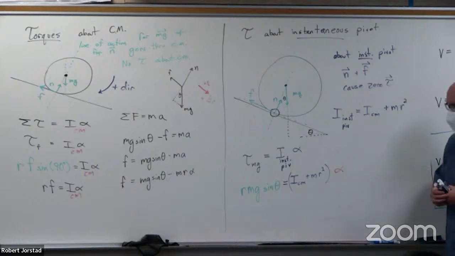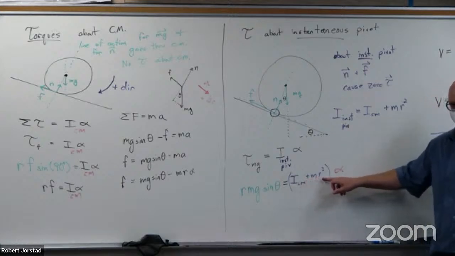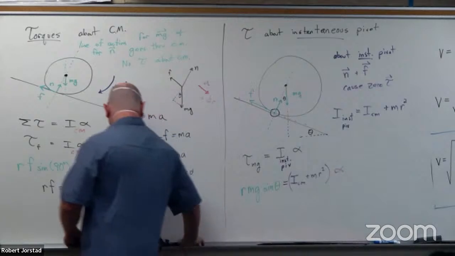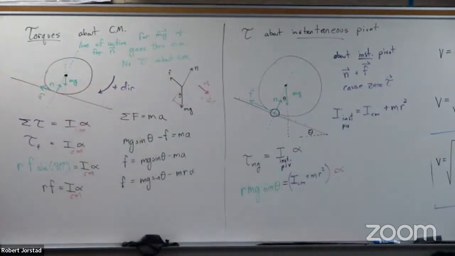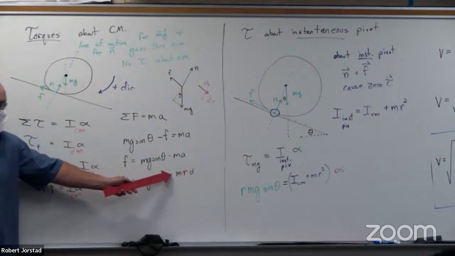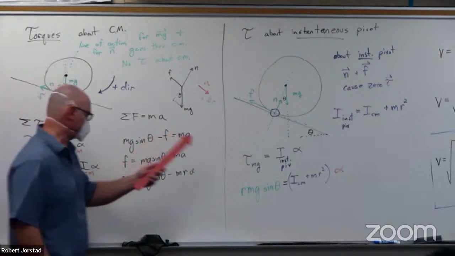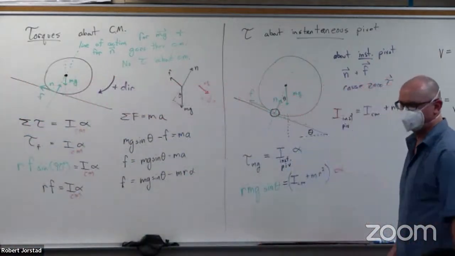And while it may not seem obvious right away, I'm going to show you something. See how this has an I plus mr squared in it? Look at the other one. When you plug this friction into here, you're going to get an R times mr alpha. You're going to get the same result. Do you see it? mr squared alpha will happen when you multiply by R. And so when you plug all that junk in, you get the same answer. Isn't that wild?